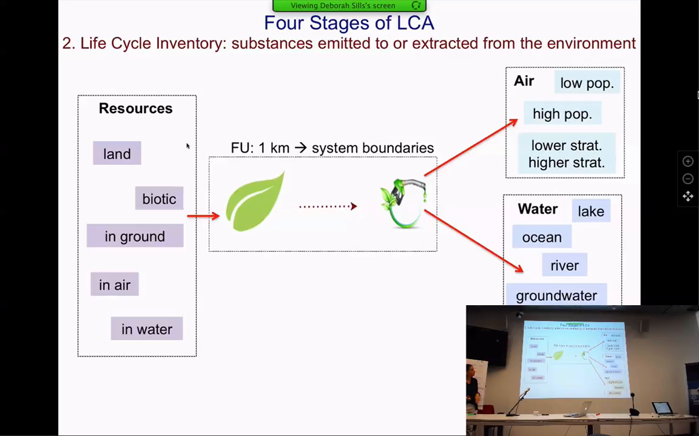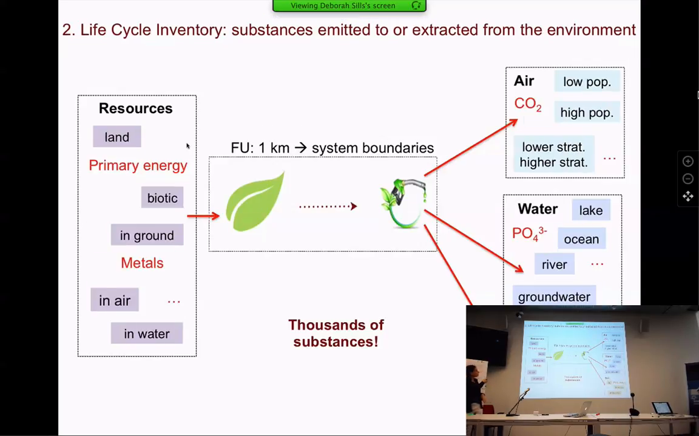Water, soil. Some examples for the resources, the biggest one I deal with is primary energy, so crude oil, coal, natural gas, metals. For air, CO2; for water, phosphate, nitrate; and a big one for soil, pesticides. But there are thousands of substances, very comprehensive. So, how do you collect all of these?